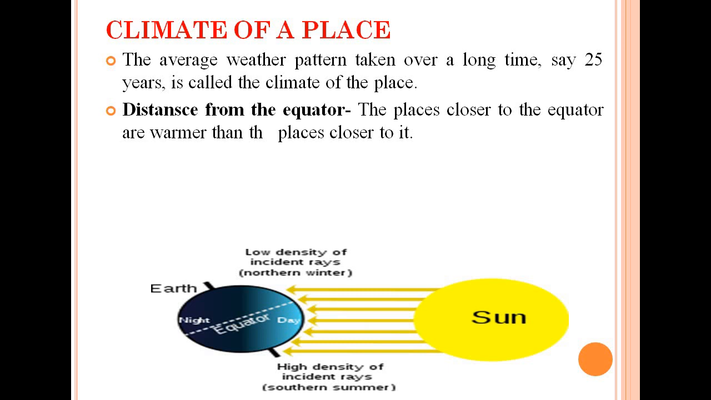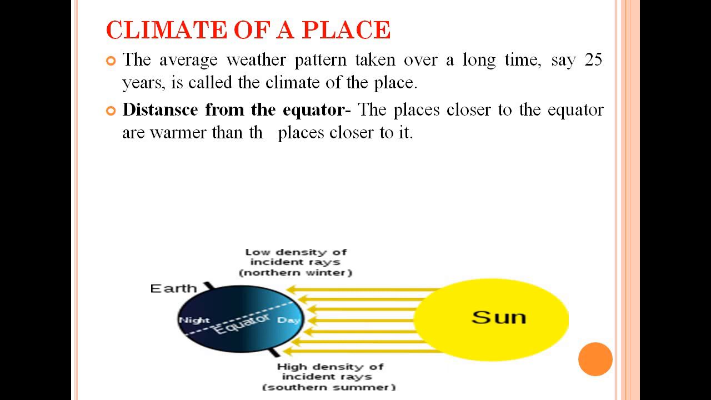Before going to the factors that affect the climate of a place, we should know the definition of climate. What do you mean by the climate of a place? As I have told you in my first slide, the characteristic pattern of weather elements in a place over a period of time is called the climate of a place, or we can say the average weather pattern taken over a long time, say 25 years, is called the climate of the place.